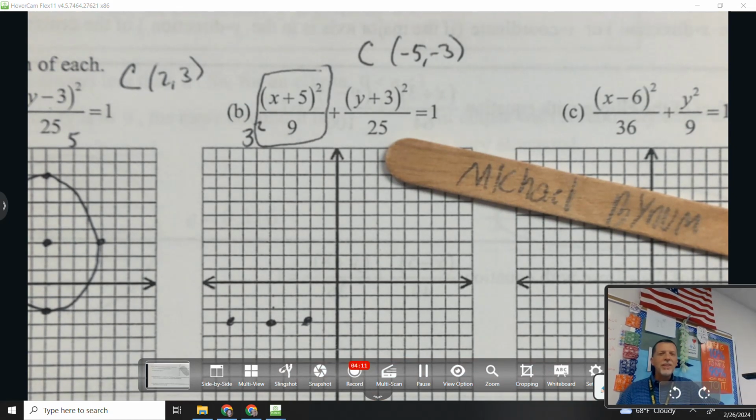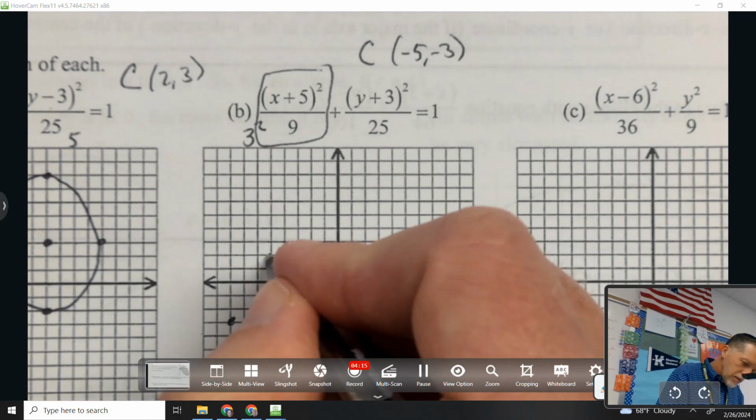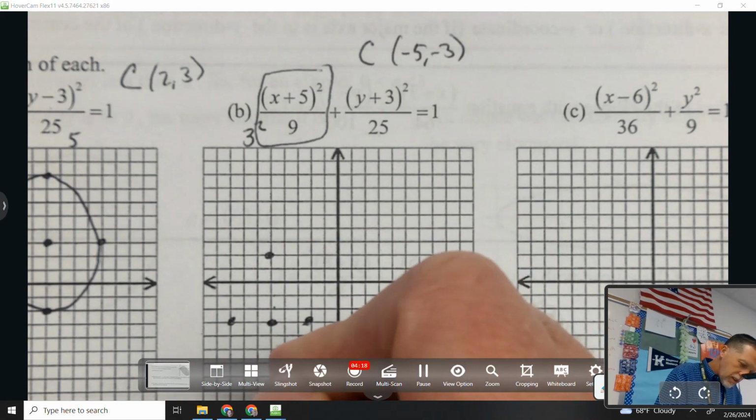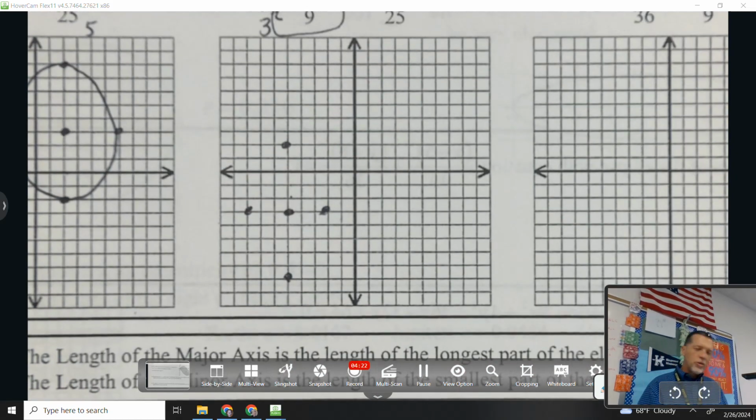Michael, how many up and down should we go? 5. And then again, make a nice oval. Don't play connect the dots.